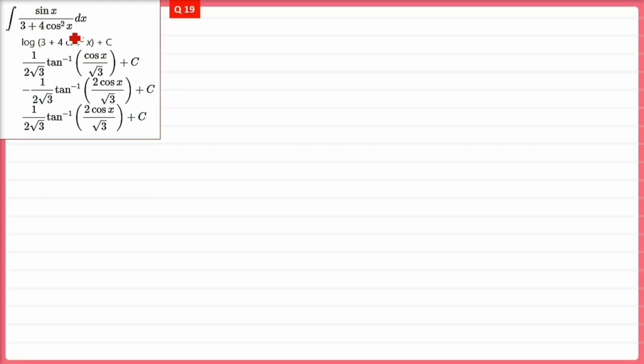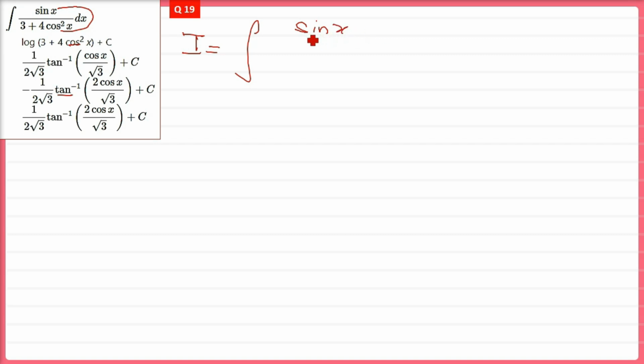Sin x by 3 plus 4 cos²x. Now before I go ahead, what is the result? There are 4 options, and most of the options have a tan inverse and they have a cos x also. It is not required for us to convert it to tan(x/2) form or any other form, because cos x will directly give us sin x, which is already upstairs.